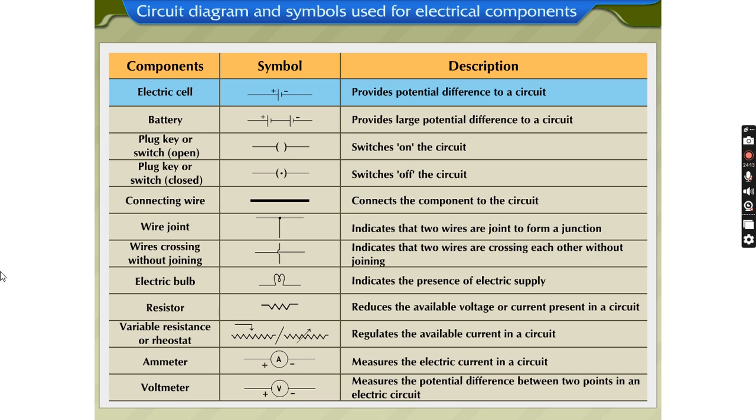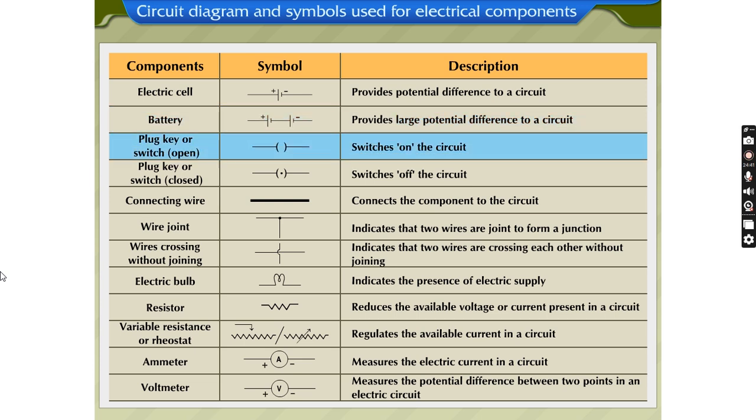An electric cell provides the necessary electrical energy, that is, potential difference to a circuit. In the symbol of electric cell, the shorter line denotes the negative terminal and the longer line denotes the positive terminal. A battery. A battery is a combination of 2 or more cells which provides large potential difference to a circuit.